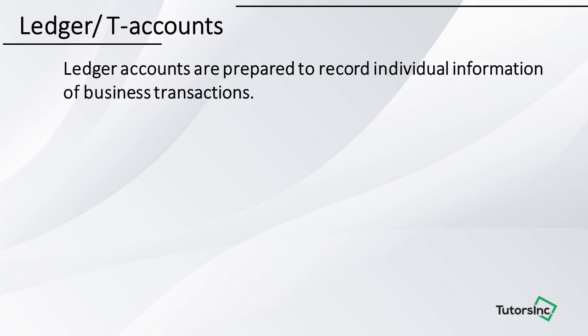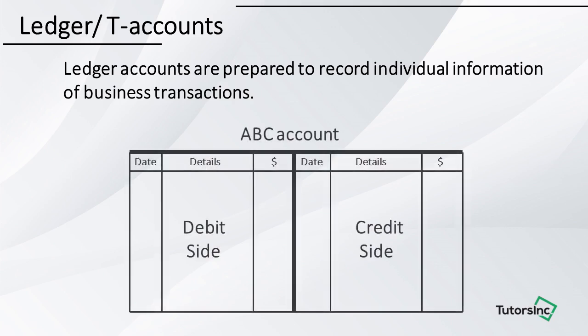Ledger is also known as T accounts. These are basically individual accounts in T shape prepared to record individual information of business transactions. For example, if we prepare a ledger account called bank account, it will definitely contain all entries of transactions related to the bank account of the business. Here you can see the format of ledger.